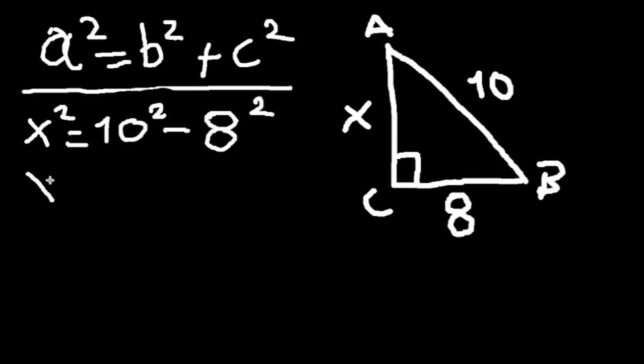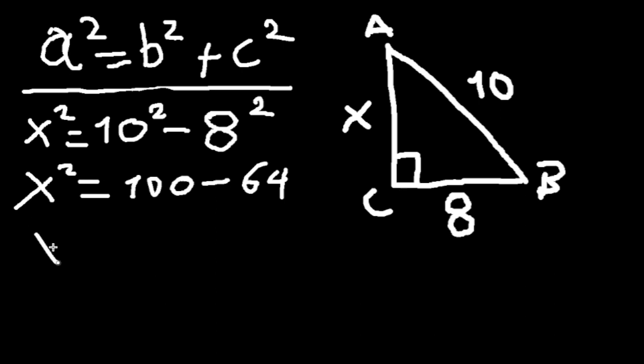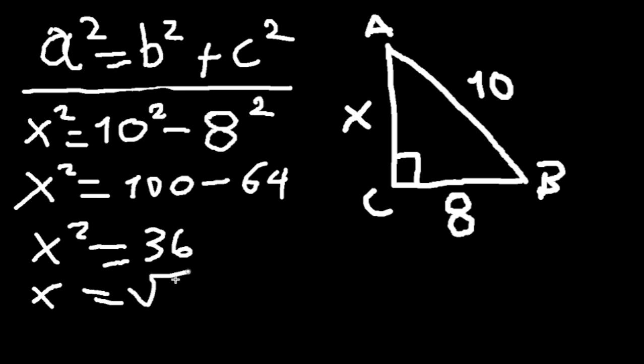And now let's just solve x. So x squared is just equal to 100 minus 64, which is literally what we had before. This is literally just the previous one, but with fewer steps. And then that's just x squared equal to 36. So x is just equal to the square root of 36.